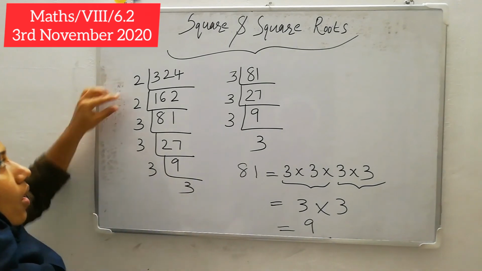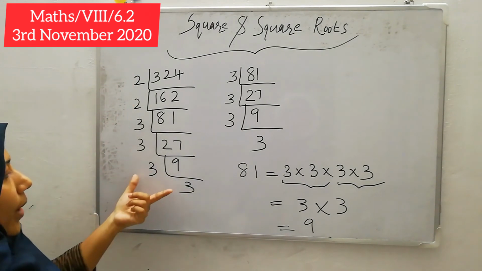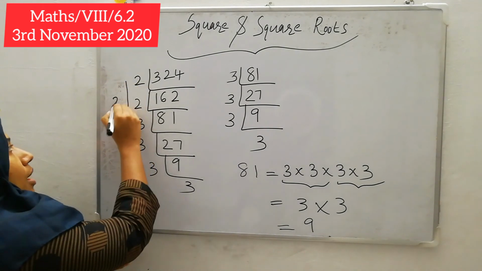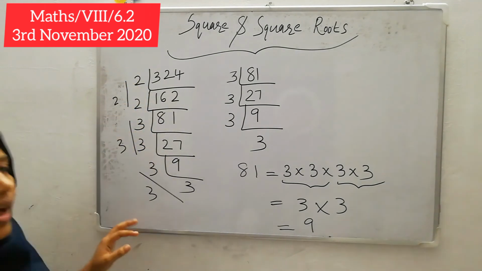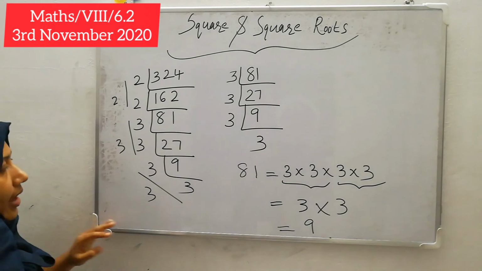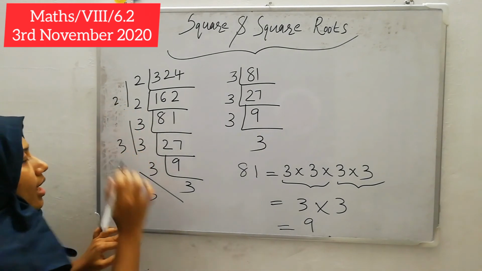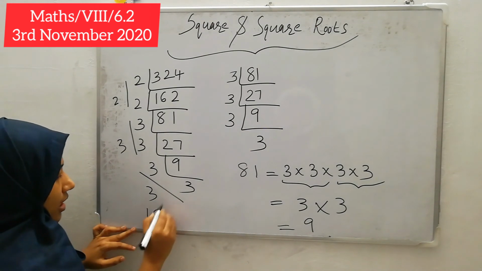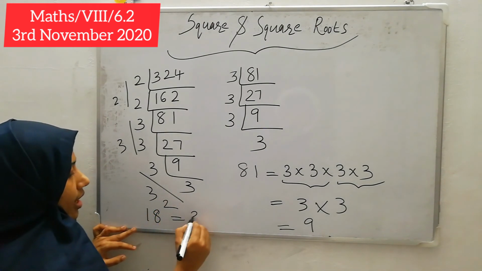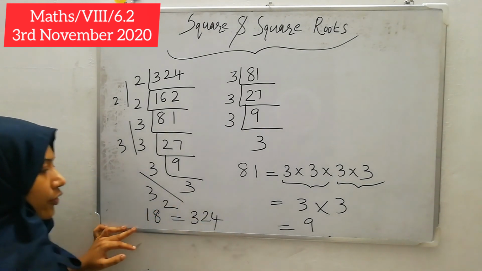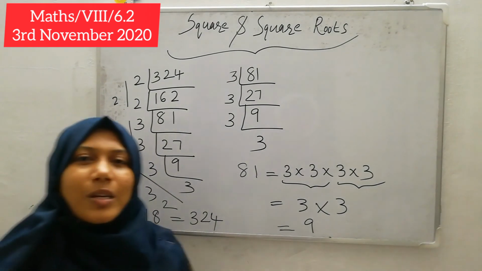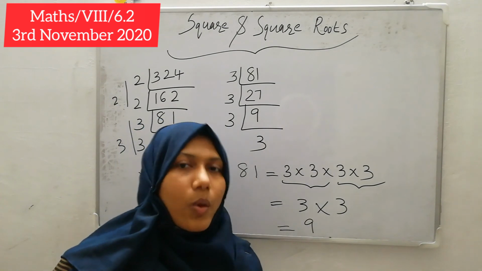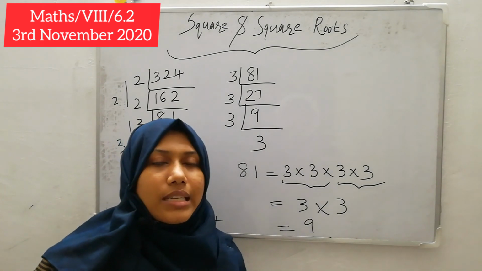As I said, pair all the factors. Select 1 from each pair and find the product. That is 2 into 3, 6. 6 into 3, it's 18. So 18 square is 324. Got it? So this is the easiest and simplest way of finding the square root of a perfect square.